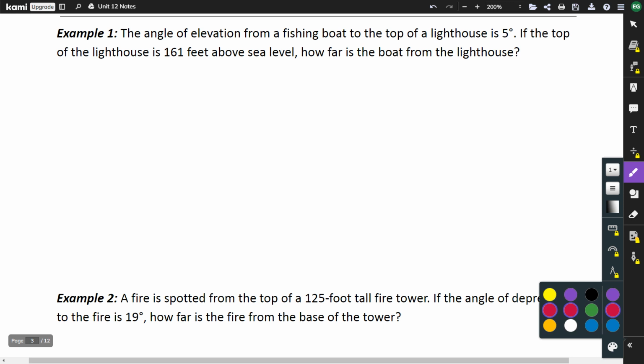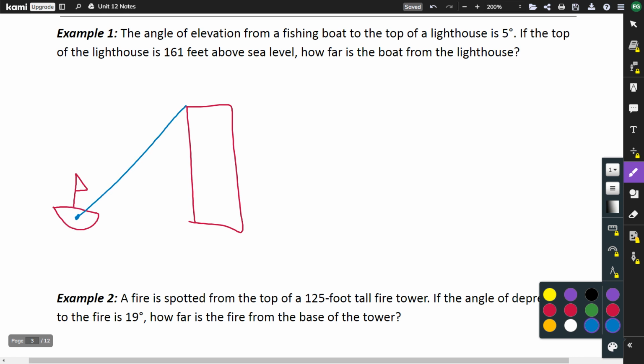So it says that we're in a fishing boat. Okay, really bad drawing here. And we're looking up to a lighthouse. So if I'm looking up, let's pretend like I'm looking from here to here. This is my right triangle that's being formed. It tells me that the angle of elevation is 5 degrees. And it tells me that this lighthouse is 161 feet above sea level. So that's just the height of my triangle.